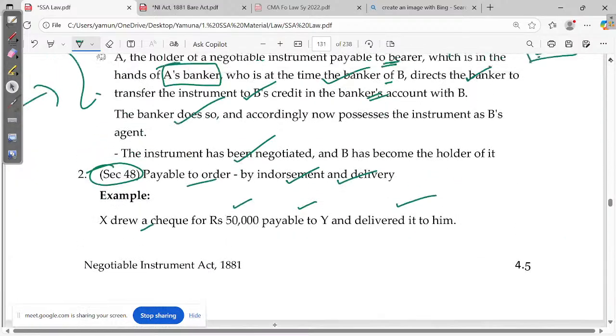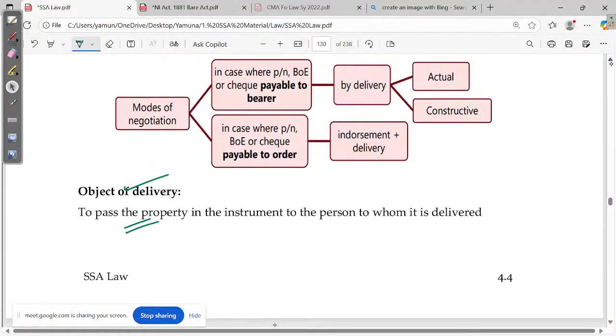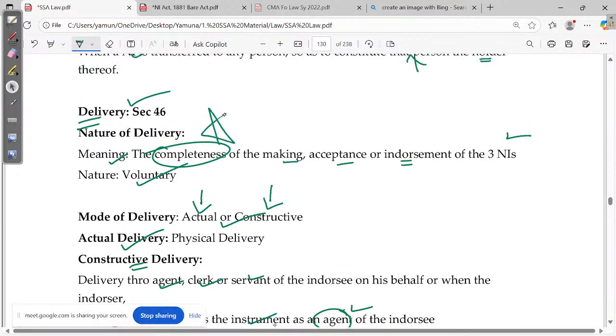We saw a line before this. Completeness. Can you find that line, please? Yeah, here. The definition is, what do you mean by delivery? The completeness of making or acceptance or even for endorsement.